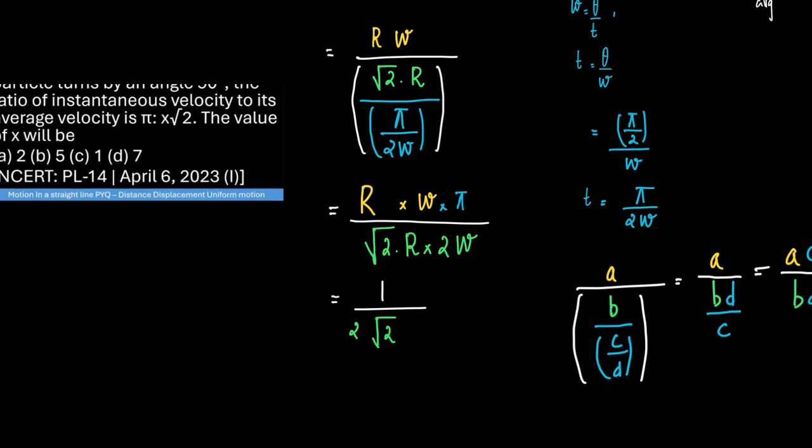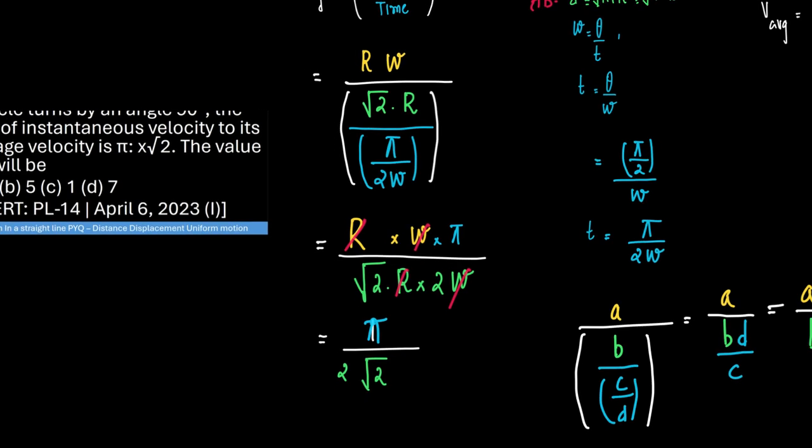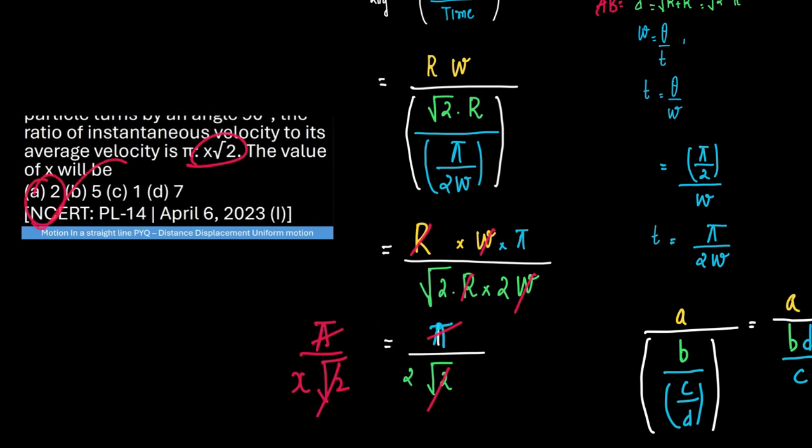Now you can straightforward compare this with the given value here. So what do we have? R omega by root 2 r by pi by 2 omega becomes r omega into 2 omega by root 2 r into pi, and here r by r is 1, omega by omega is 1. So all we have is 2 by pi root 2. And it is given in the question that this is equal to pi by x root 2. So pi by pi is 1, root 2 by root 2 is 1, therefore x becomes 2, which gives us the correct option as option 2.